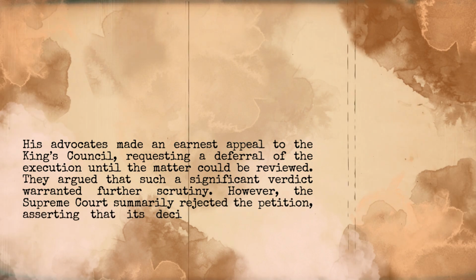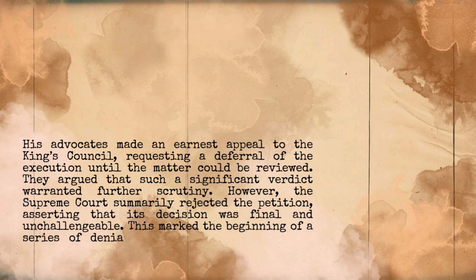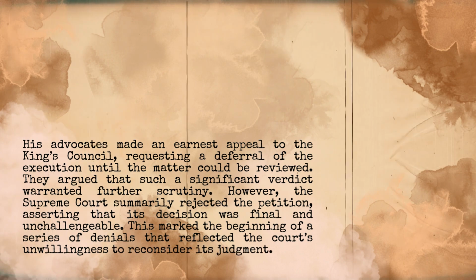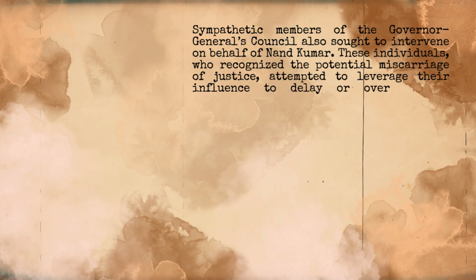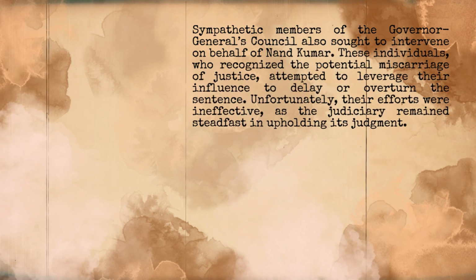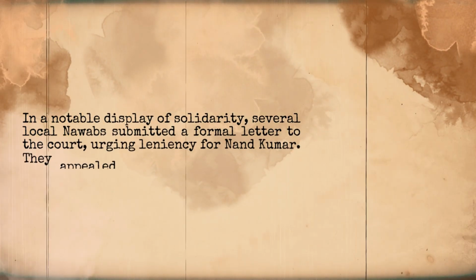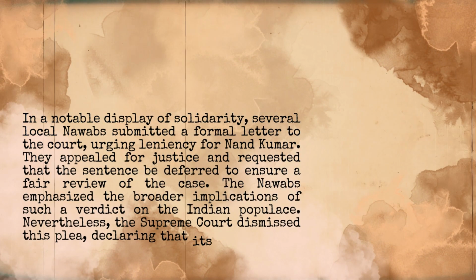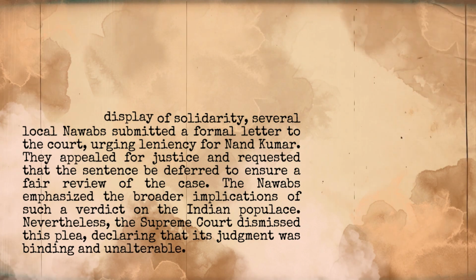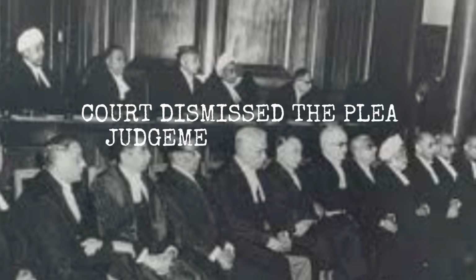This appeal was summarily rejected by the Supreme Court, which declared its decision as final. Some members of the council sympathetic to Nandakumar attempted to intervene on his behalf. However, their efforts were ultimately in vain. The local Nawab sent a letter requesting leniency for Nandakumar. They appealed for a deferral of the sentence, emphasizing the need for justice. The court dismissed this plea, maintaining that their judgment was binding.